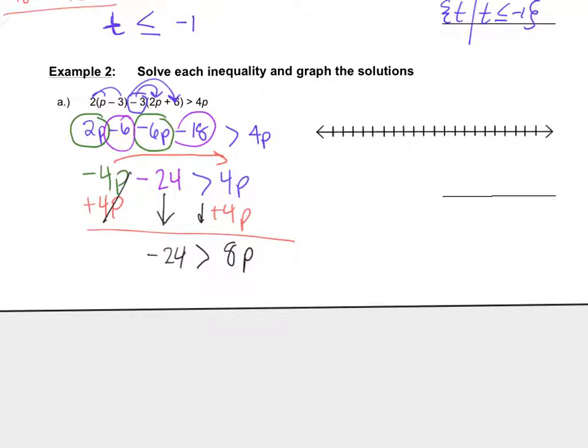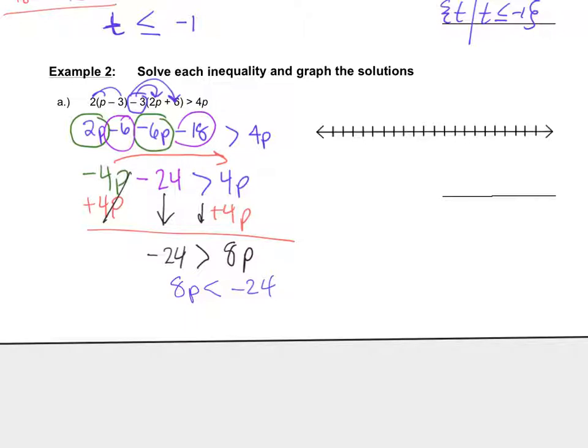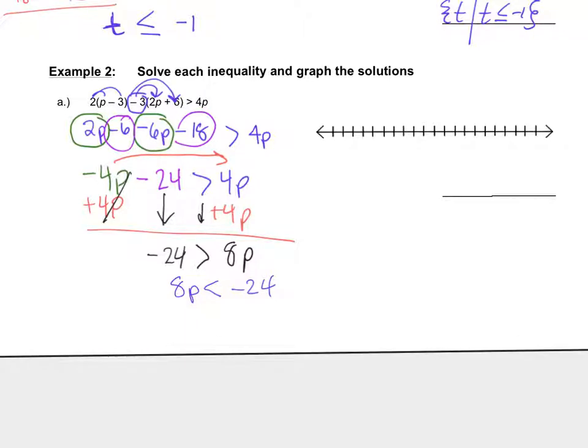If it's greater than 8p, that means 8p is less than negative 24, if you wanted to rewrite it so that you can see it making a little bit more sense. Another way to look at it, you see how it's pointing to the 8, so that when you rewrite it so that the 8p is on the left, you have it pointing to it as well.